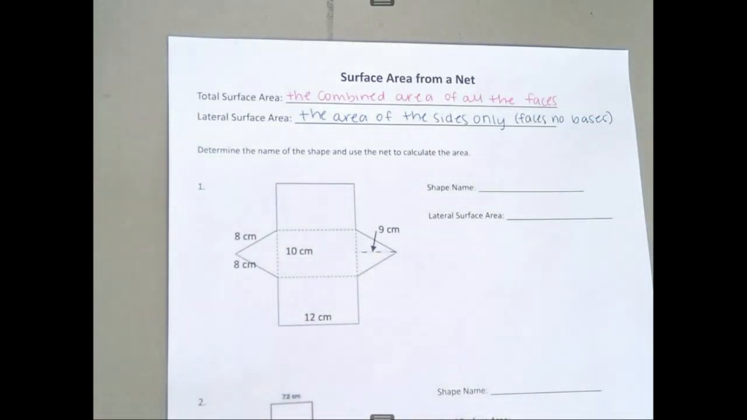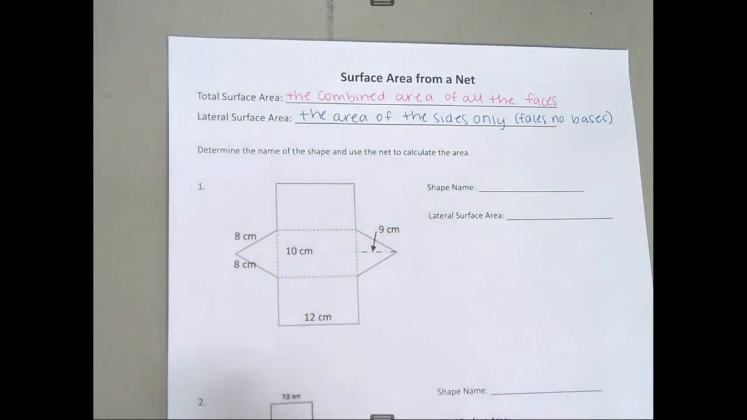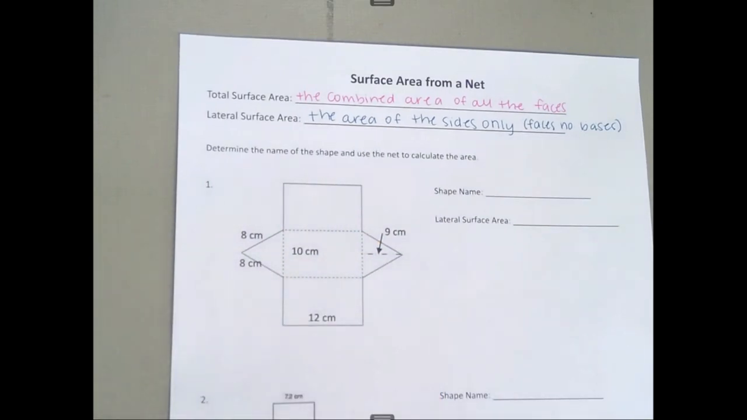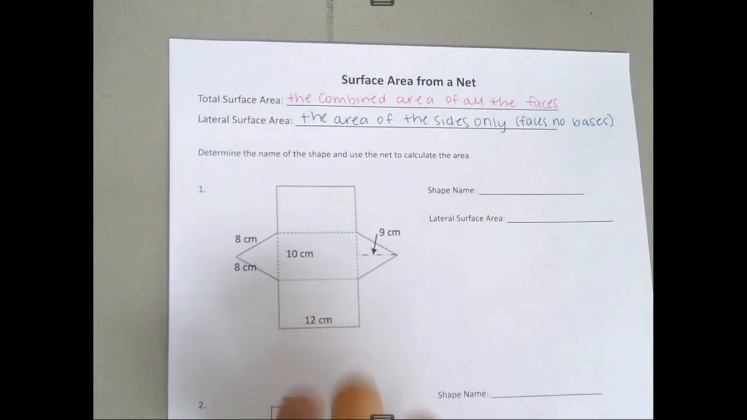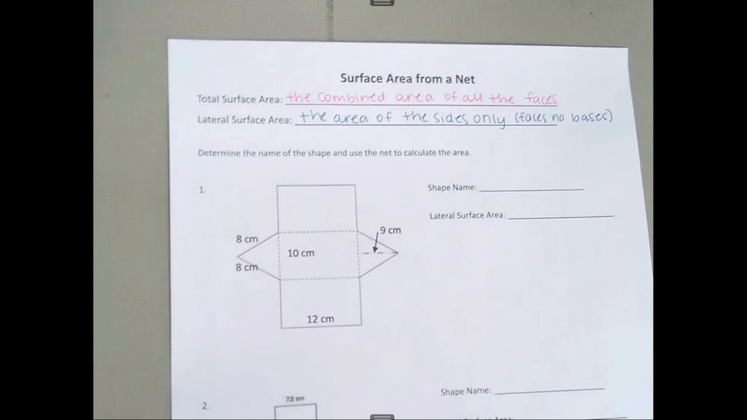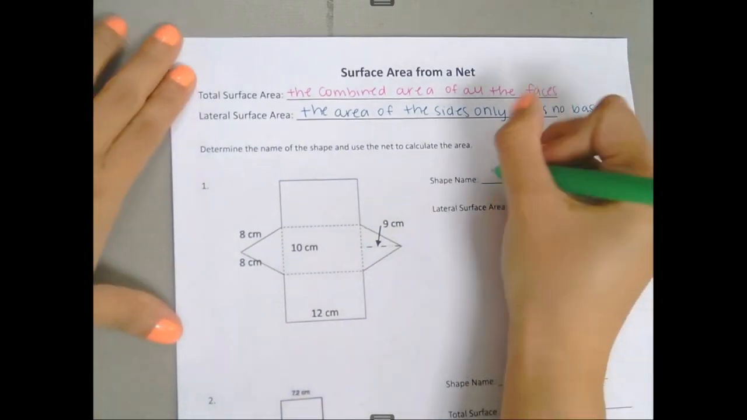Okay, so when we look at our example, it says determine the name of the shape and use the net to calculate the area. So this is called a net, and that is like if we take a 3D figure and we unfold it and make it flat, it lays out into what's called a net. All right. So the first thing we need to do when we're finding our surface area is determine what the shape name is. So when I look at this one, I see 2 triangles and 3 rectangles. So that is going to make this shape a triangular prism.